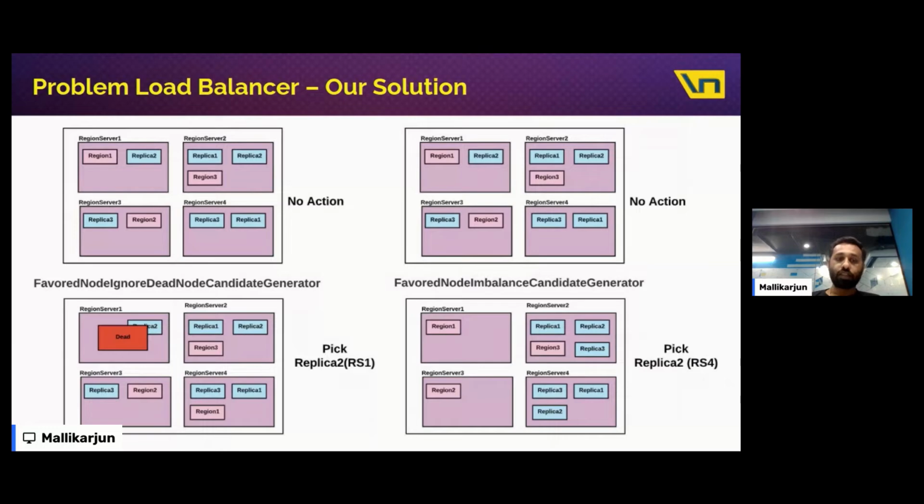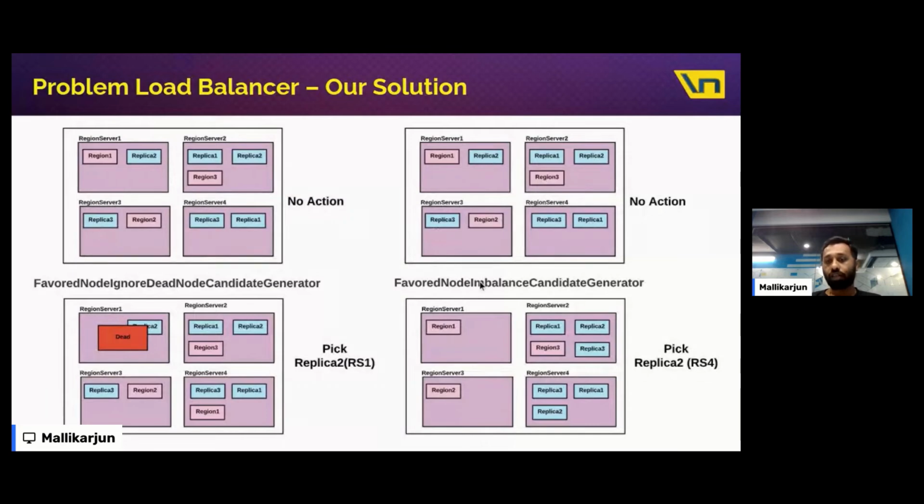So about the candidate generator, if you look at the same diagram on the left side top, you see that there's no dead node, so no action. If you look at below, there is a dead node. So what it does is it'll give an action saying move replica 2 from region server 1 to, say, region server 3. That is the action that it will give. That has the probability of reducing the cost, right?